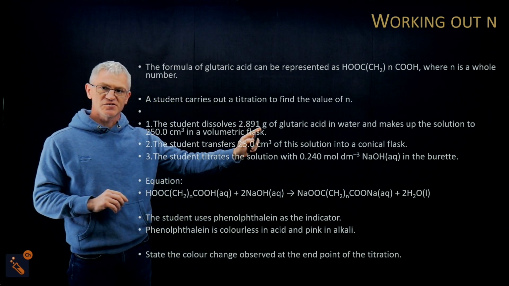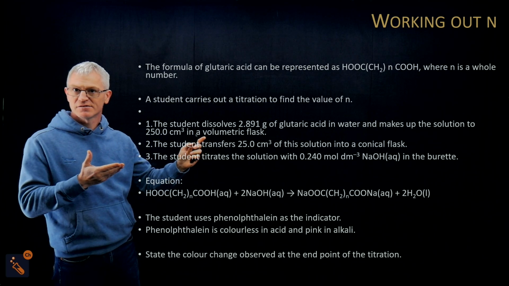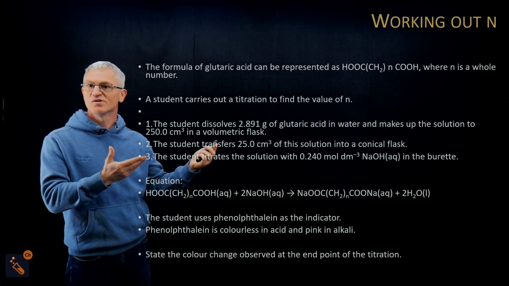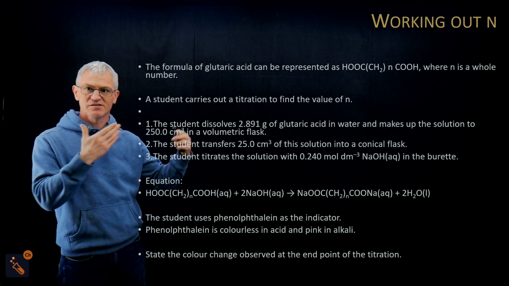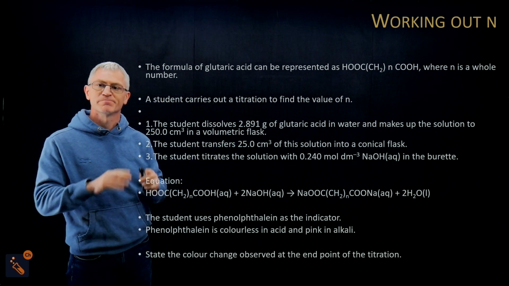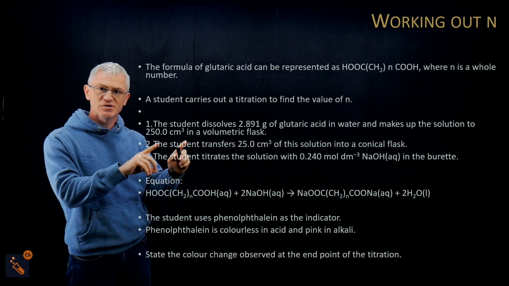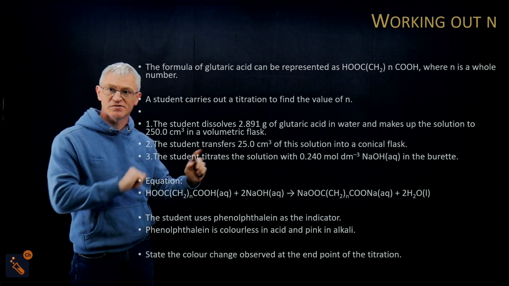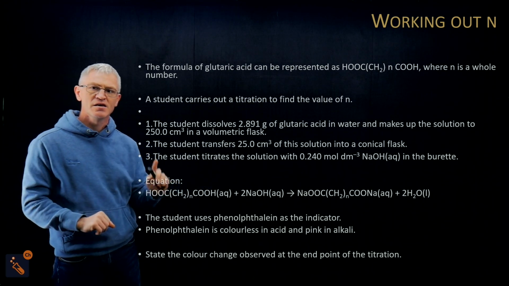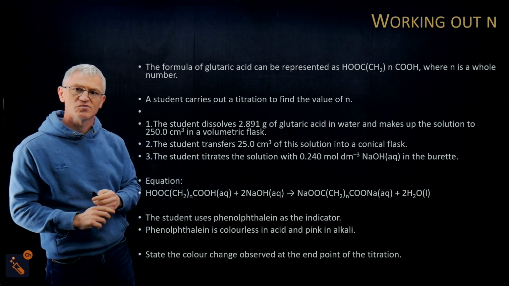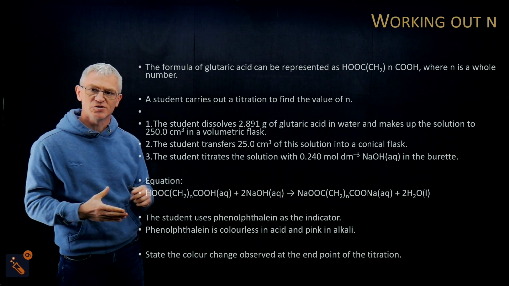We dissolve this amount of glutaric acid. That straight away gives you a mass, which means at some point you can work out the molecular mass, because you've got a mass. You just need to know the moles of the glutaric acid, then you can work out the molecular mass. Now that's in a 250 centimetre cubed volumetric flask, and we take out 25. So there's a factor of 10 difference between here and here that we're going to have to use at some point as well. The student titrates the solution with 0.24 NaOH in the burette.